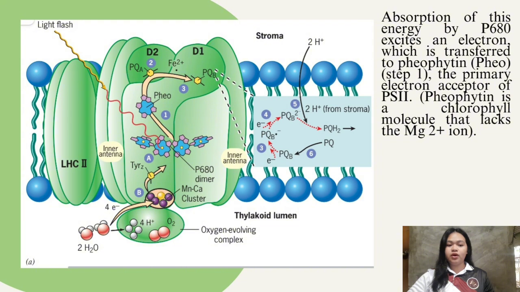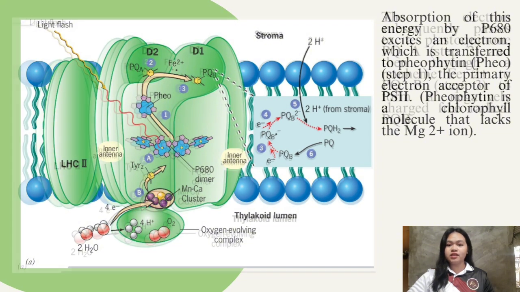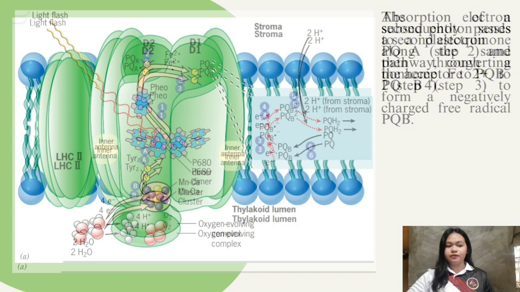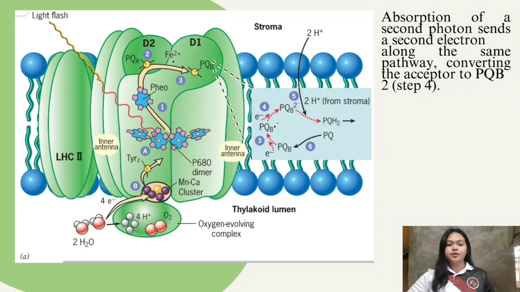Pheophytin is a chlorophyll molecule that lacks the magnesium 2+ ion. The electron subsequently passes to a plastoquinone, or PQA, and then through a non-heme iron 2+ to plastoquinone B to form a negatively charged free radical, plastoquinone radical B negative. And then, absorption of a second photon sends a second electron along the same pathway, converting the acceptor to plastoquinone B 2 negative.